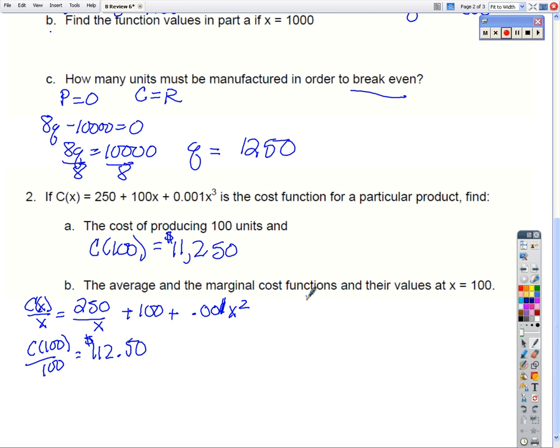Now for the marginal cost, that is asking for the derivative. And then we have to plug in 100. We get 130.